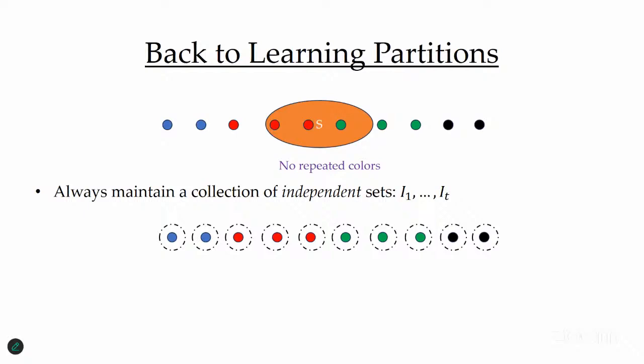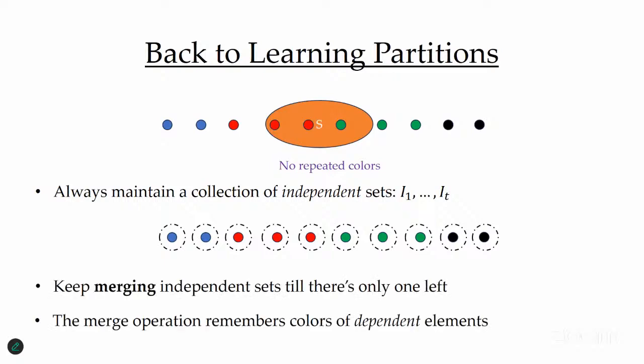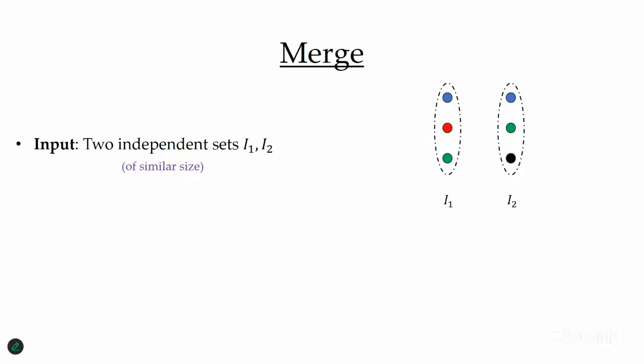And then I'm going to merge things. I'm going to take two independent sets and merge them. And as I merge them, I might repeat colors. But when I repeat colors, I throw a repetition out, but I remember who it was that threw me out. And we'll keep doing that. So that's the idea. Let me describe what the merge process is in a little detail.